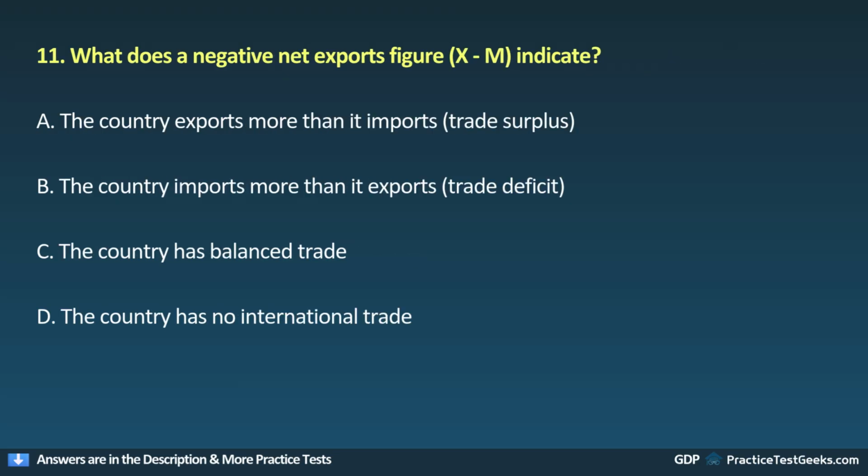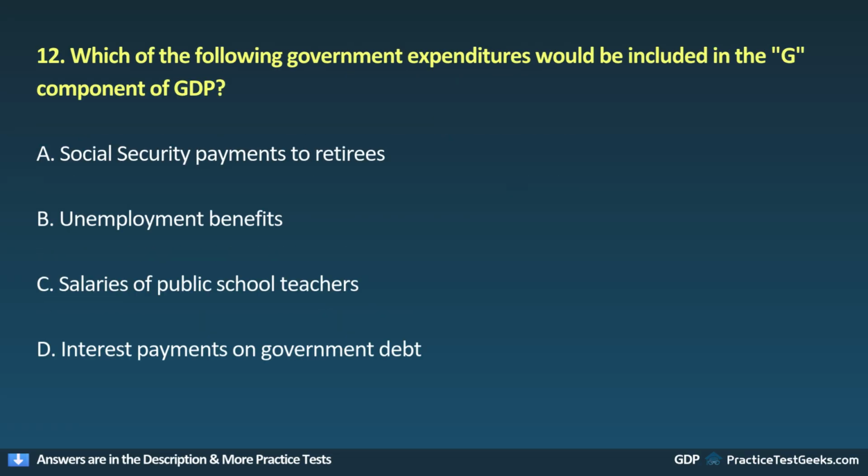11. What does a negative net exports figure, X minus M, indicate? A. The country exports more than it imports, a trade surplus. B. The country imports more than it exports, a trade deficit. C. The country has balanced trade. D. The country has no international trade.